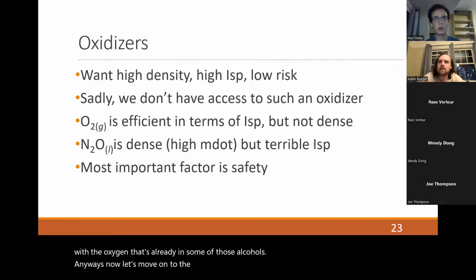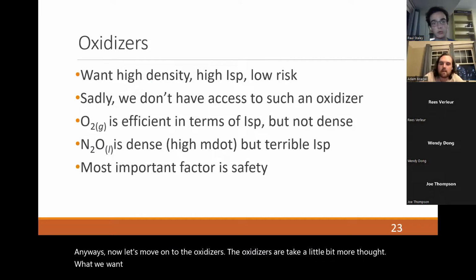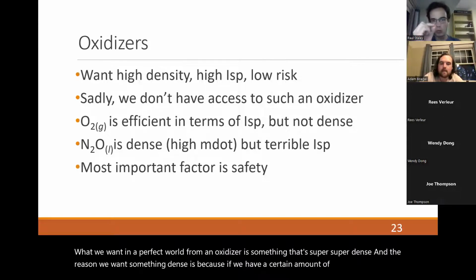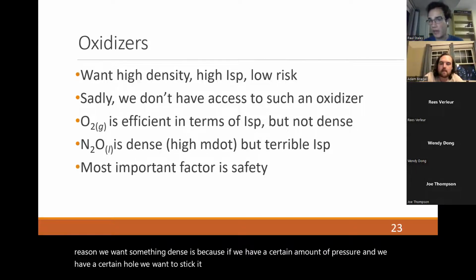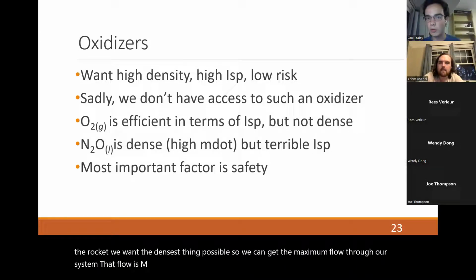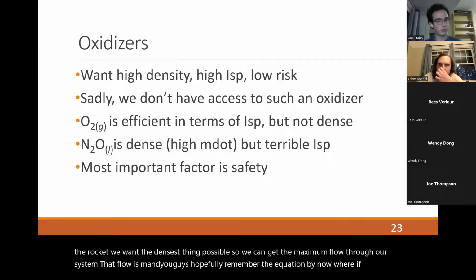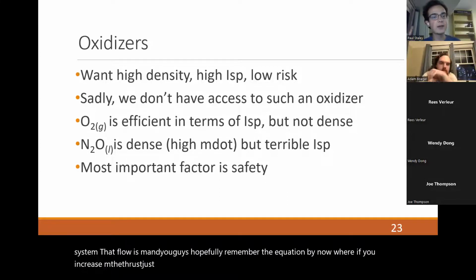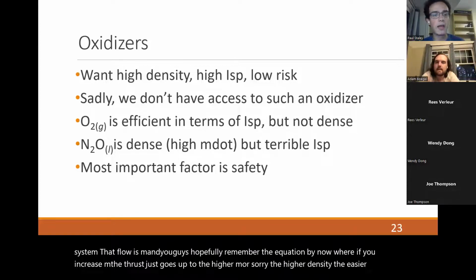The oxidizers take a little bit more thought. What we want in a perfect world from an oxidizer is something that's super, super dense. The reason we want something dense is because if we have a certain amount of pressure and a certain hole we want to stick it through, which, spoiler, we have in a lot of places on the rocket, we want the densest thing possible so we can get the maximum flow through our system. That flow is m dot. And you guys hopefully remember the equation by now, where if you increase m dot, the thrust just goes up too. So the higher the density, the easier it is for us to build a system with high m dot.